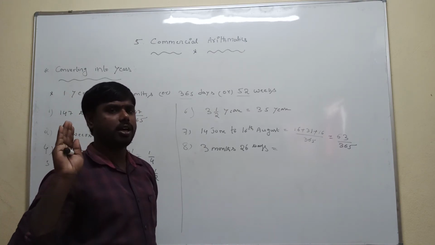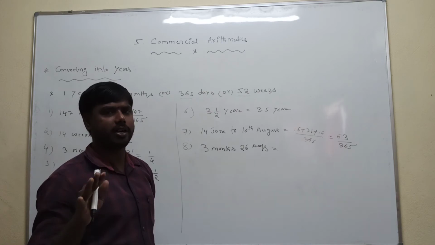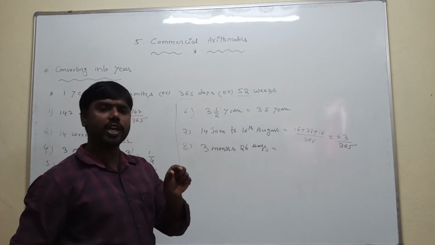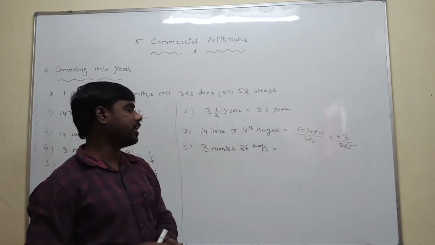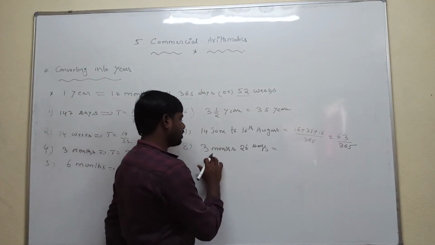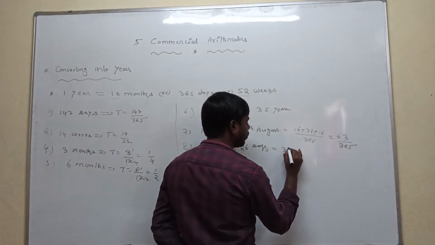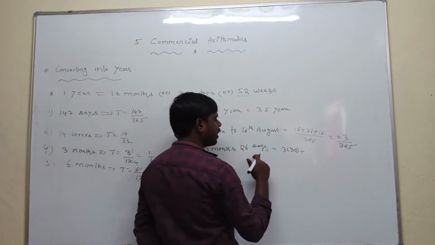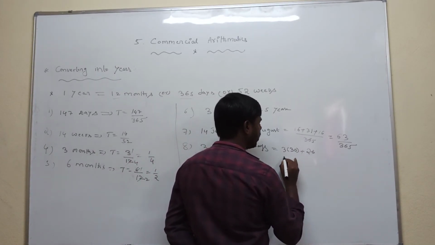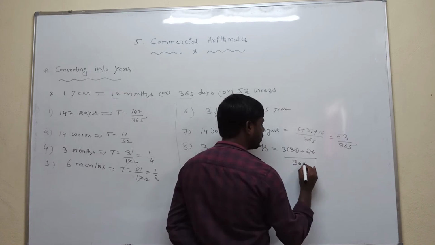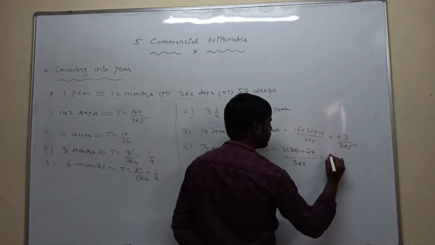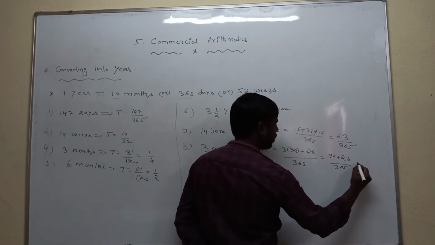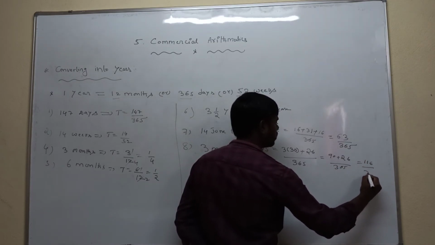They did not mention January or February or March. Only 3 months, 26 days. When it is mentioned like this, you can take every month as only 30 days. How many months are there? 3 months. So 1 month we are taking 30 days, plus the remaining 26 days, divided by the days in 1 year, 365 days. 3 into 30 is 90, plus 26, by 365, is nothing but 116 by 365 days.